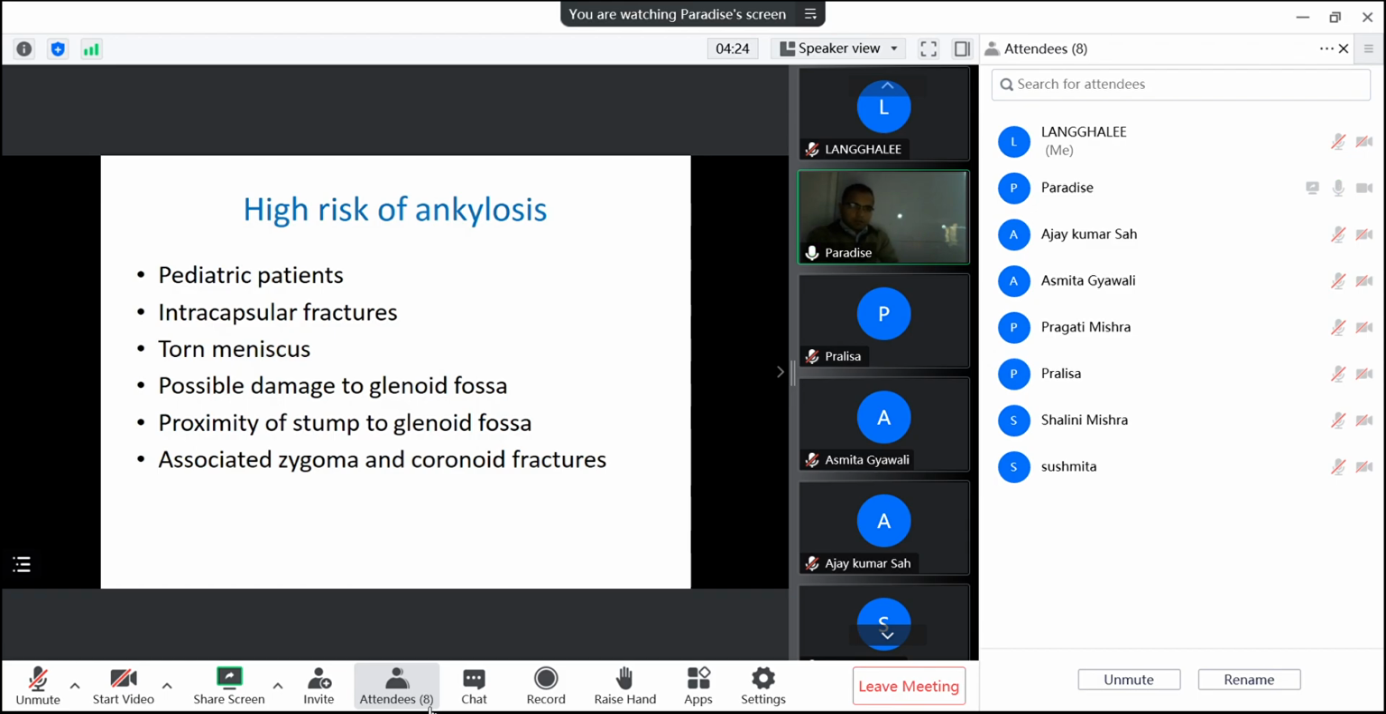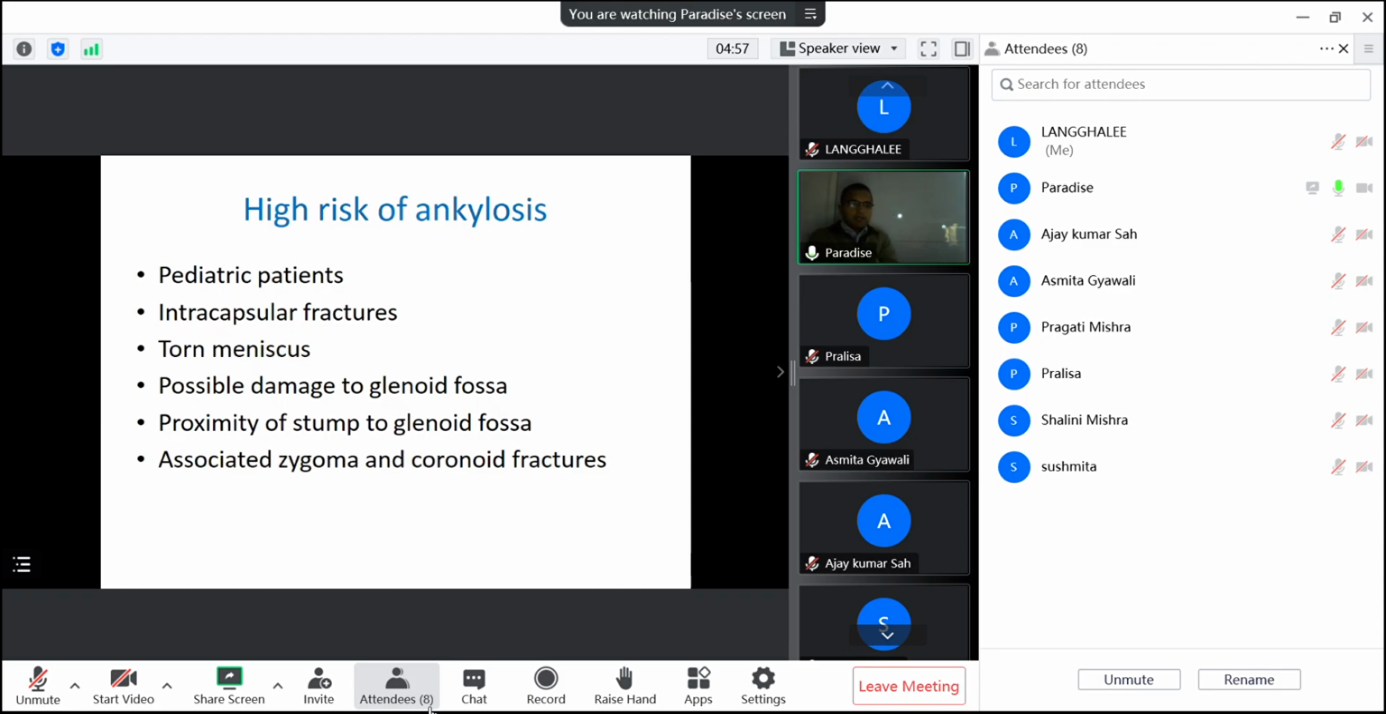Now, the chances of ankylosis are high if, first criteria, the age of the patient is less. If it is a pediatric patient, the chances are very high if the patient's age is less than 5 years. Though we consider a patient as pediatric if the age is less than 12 years. Okay, above 12 years, we consider the patient an adult and we treat accordingly.